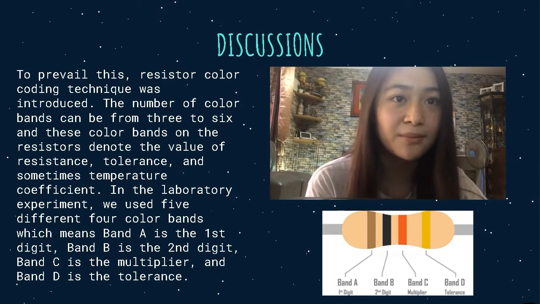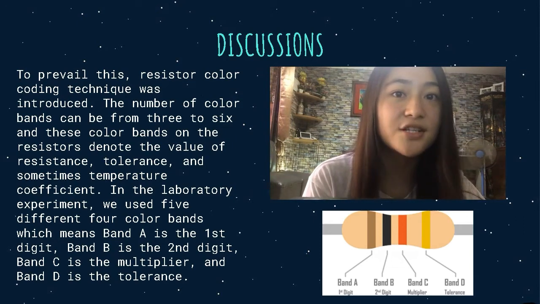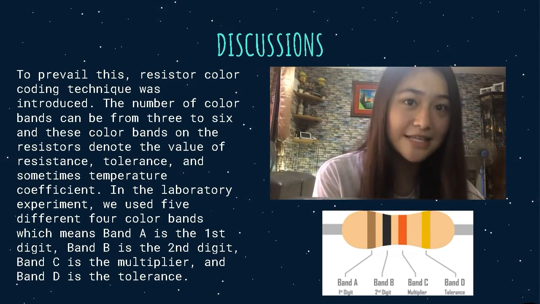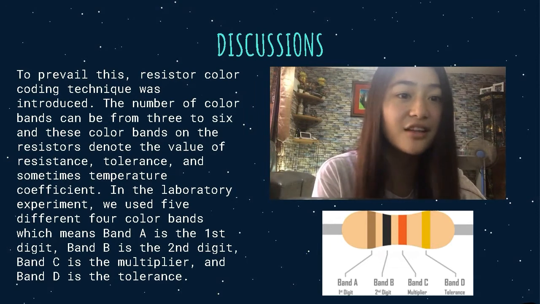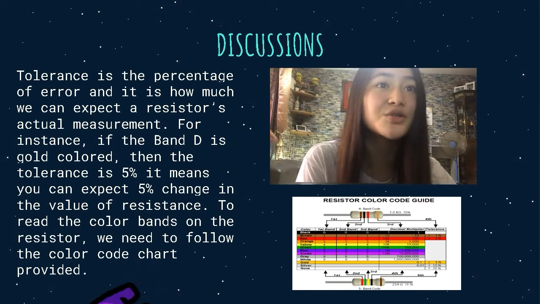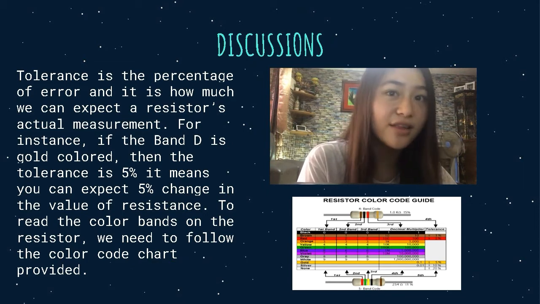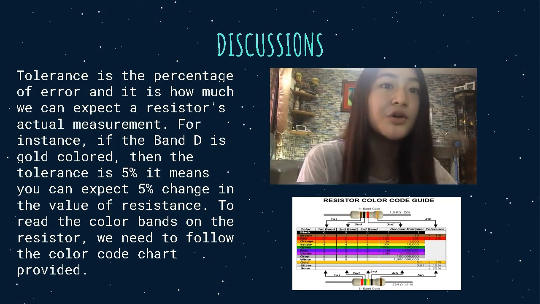In the laboratory experiment, we used 5 different 4-color-band resistors, which means band A is the first digit, band B is the second digit, band C is the multiplier, and band D is the tolerance. Tolerance is the percentage of error, and it is how much we can expect the resistor's actual measurement to vary. For instance, if band D is gold colored, then the tolerance is 5%. It means you can expect a 5% change in the value of resistance.